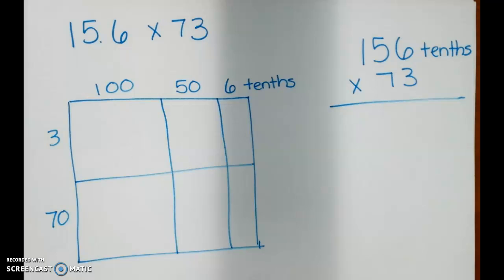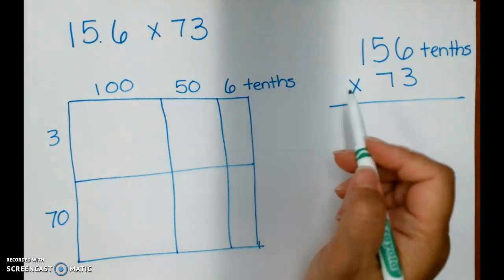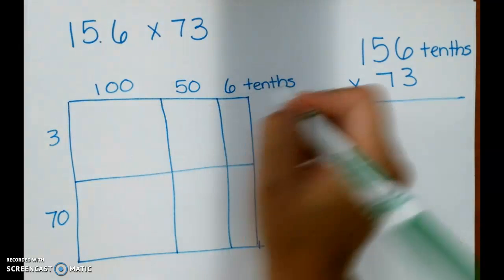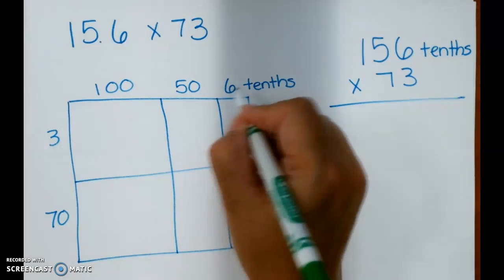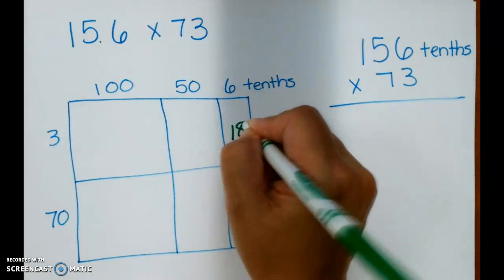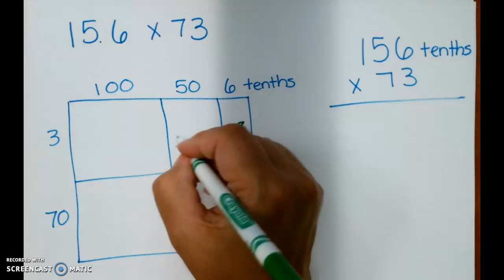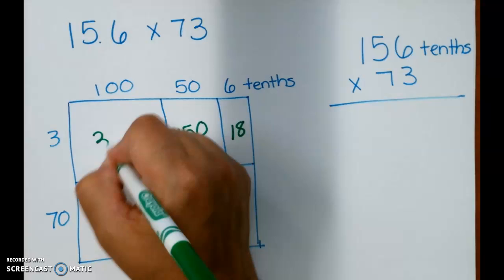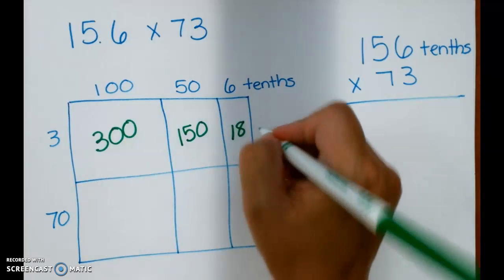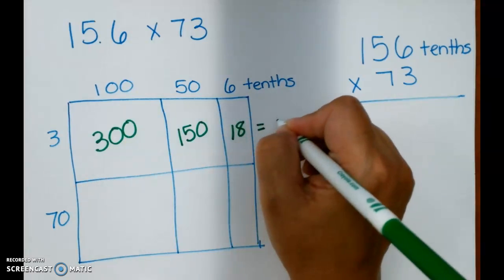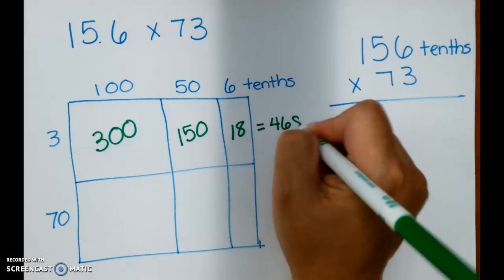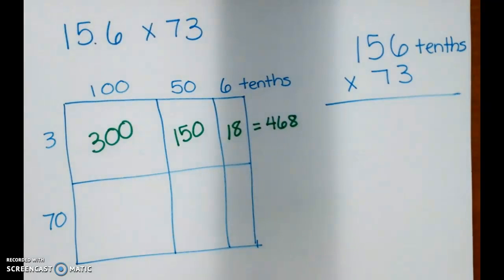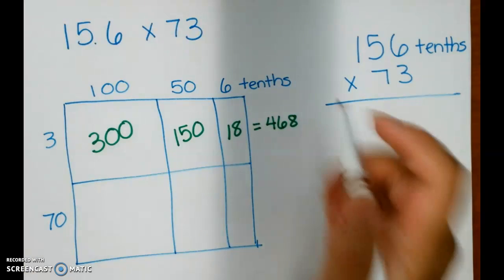15 and 6 tenths equals 156 tenths. So I'm going to multiply. 3 times 6 gives me 18. 3 times 50 is 150. And 3 times 100 is 300. When I add those together, I get 468. Just like doing regular 3 by 2 multiplication that we've gotten so good at lately.